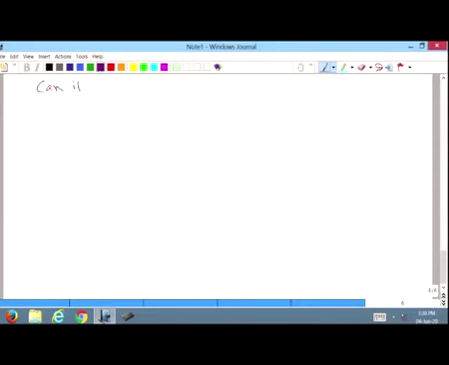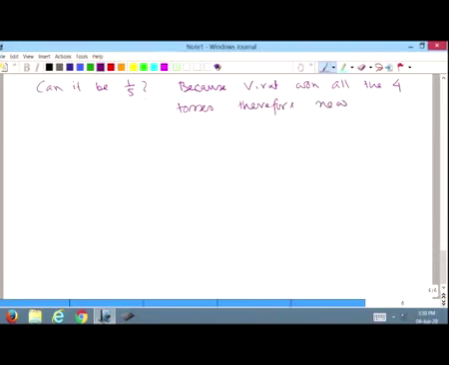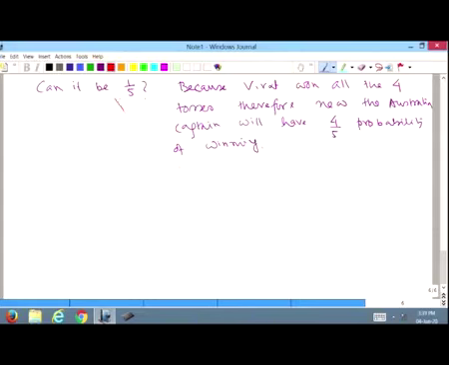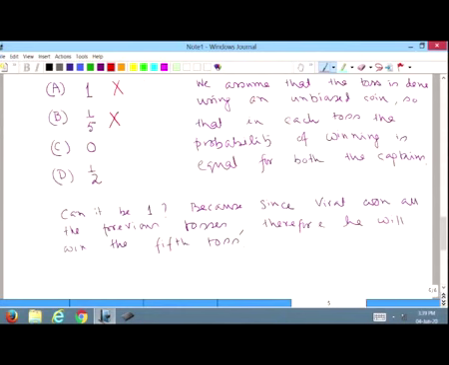Can it be 1/5? Why? Because Virat won all the 4 tosses, therefore, now the Australia captain will have 4/5 probability of winning, but this is also not correct. Therefore, we strike out that option.